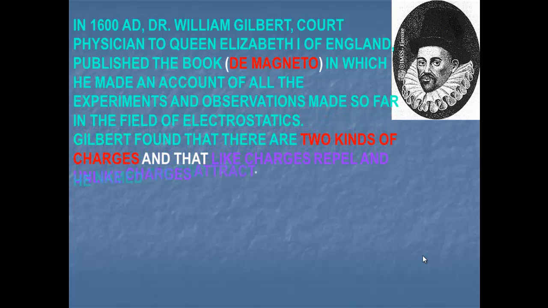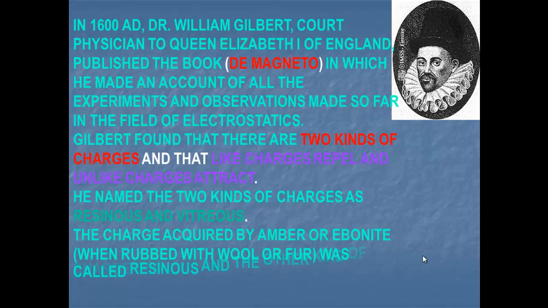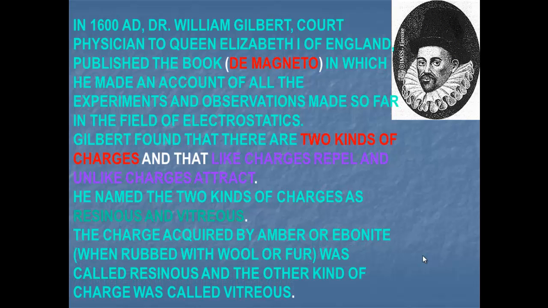In 1600 AD, Dr. William Gilbert, court physician to Queen Elizabeth of England, published a book in which he made an account of all the experiments and observations made so far in the field of electrostatics. Gilbert found that there are two kinds of charges and that like charges repel and unlike charges attract. He named the two kinds of charges as resinous and vitreous. Charges acquired by amber or ebonite when rubbed with wool or fur was called resinous, and the other kind of charge was called vitreous.